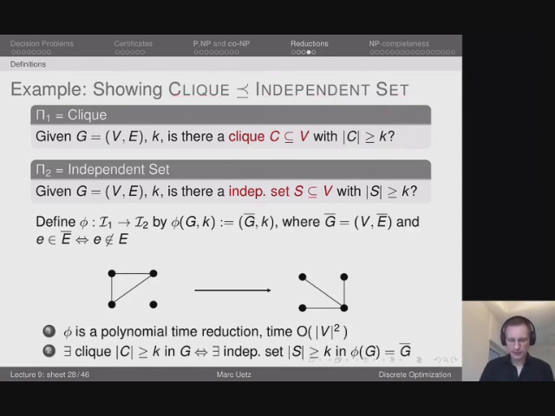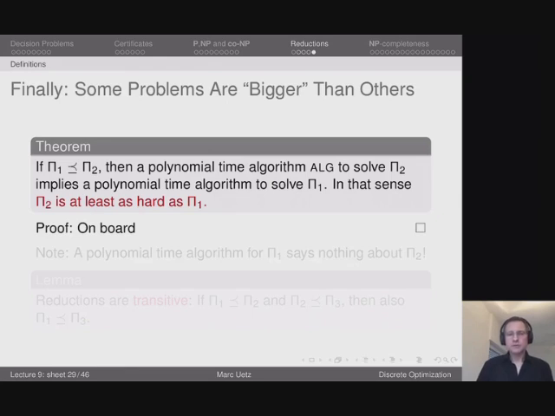And let us formulate that in our most important theorem, maybe in this lecture. So if I have a reduction from problem 1 to problem 2, then a polynomial time algorithm to solve problem number 2, so to solve this problem here, the more difficult of the two problems, that also implies a polynomial time algorithm to solve the less difficult of the two problems, okay? So in that sense, problem 2 is indeed at least as hard as problem number 1.